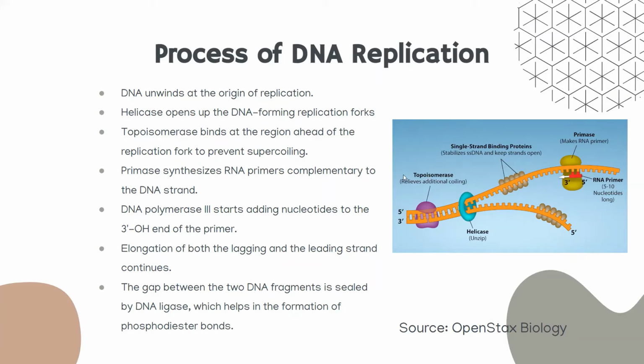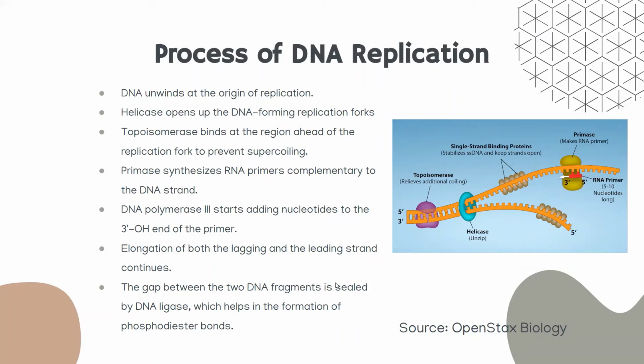And primase is synthesizing RNA primers complementary to the DNA strand. And DNA polymerase starts adding nucleotides to the 3' end of the primer. As I said, from the 5' end to 3', new ones are added to the 3'. So DNA replication is always 5' to 3'.